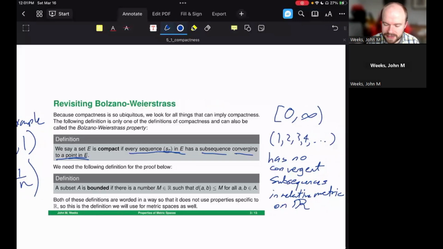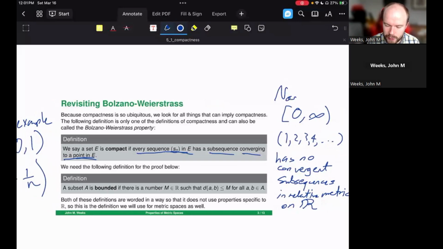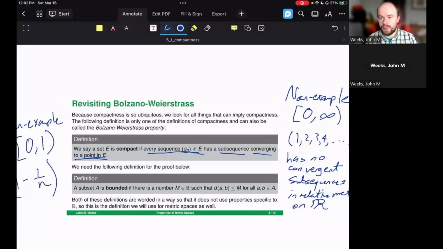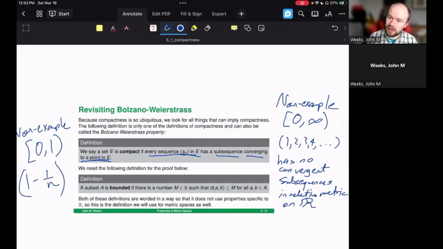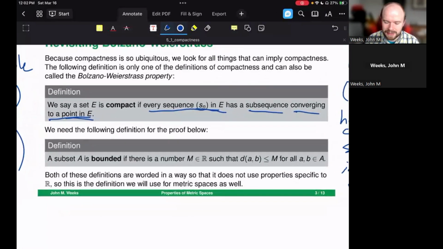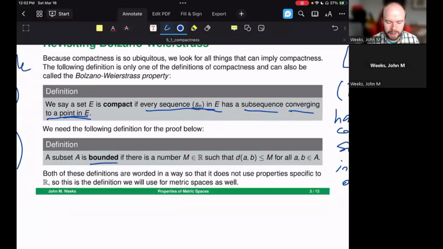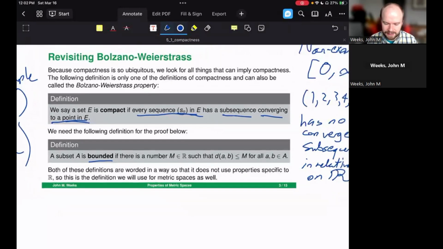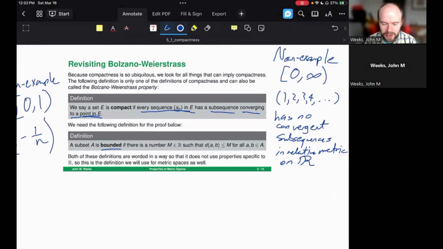[0, 1] would not be an example, and neither would [0, infinity). So there seems to be this kind of combination that we need for this set. Not only does it need to be closed, it also needs to not have this ability to go off toward infinity. It likely needs to be bounded. Here is that notion of boundedness that we have from before. So that's the same definition as given previously. This M value is the stand-in for the supremum of all such distances.